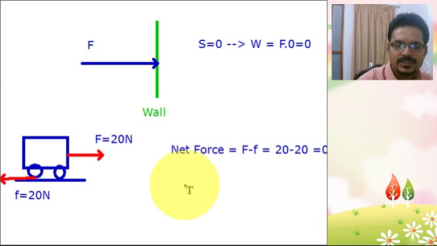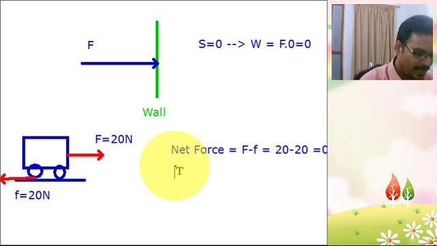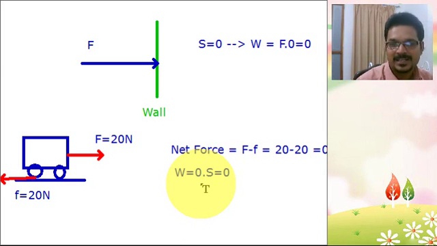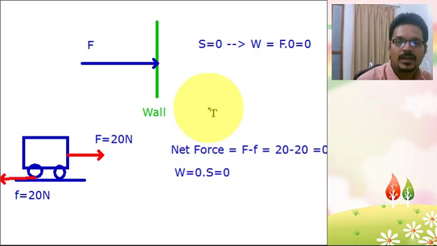So here the net force is 0, and if you write the formula again, W equals F into S, which is 0 into S, equal to 0. That means here also work done is 0. So what I wanted to tell you is that work done is 0 in three ways. One is when the force is perpendicular to displacement, as we discussed in an earlier slide. Work done is 0 when displacement is 0. Work done is 0 when force is 0 also.